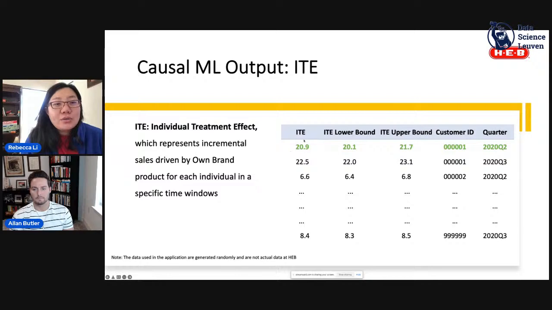So, how do we interpret the individual treatment effect? We can take the first row as an example. The first row tells us that this customer could generate an additional $20.9 in 2020 Q2 if the customer spent a certain amount on on-brand products in the prior quarter. So this is the treatment effect at each record, each individual level.